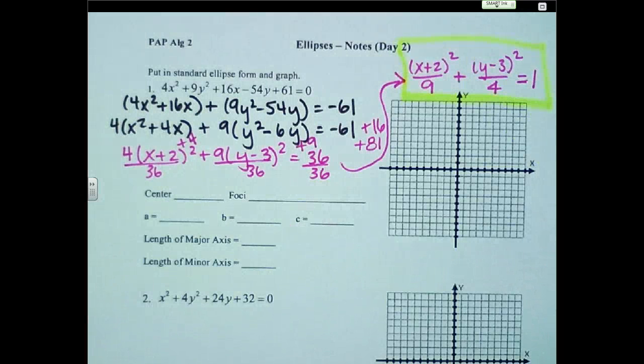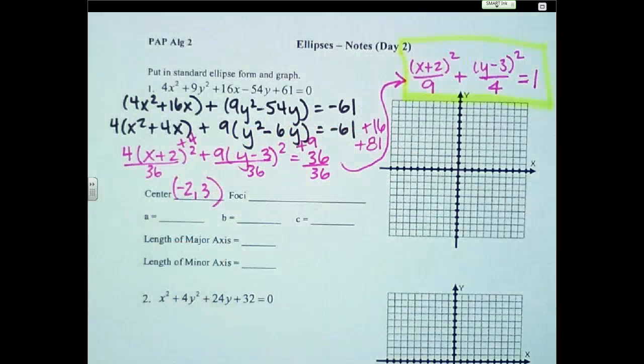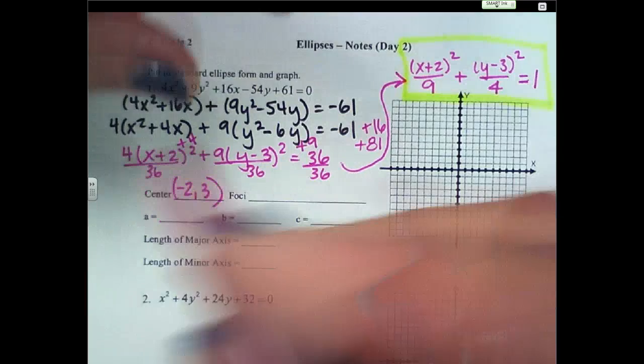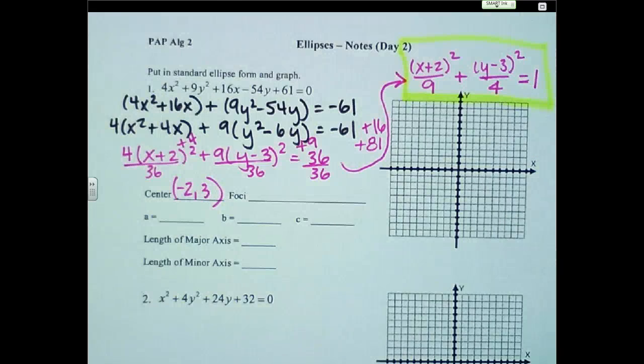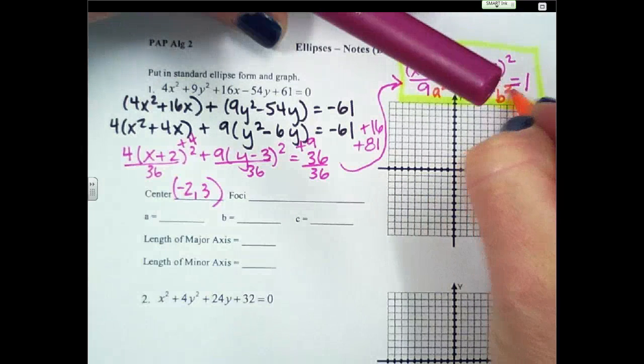Now by looking at this, just a reminder from yesterday, what's the center of this equation? Looking at it, it's what? Negative 2, 3, excellent. The other thing I taught you yesterday is that in an ellipse, a squared always goes with the biggest number, right? And a squared goes with the major axis. So this is going to be considered a squared, and it's always better to label it, and this is b squared.